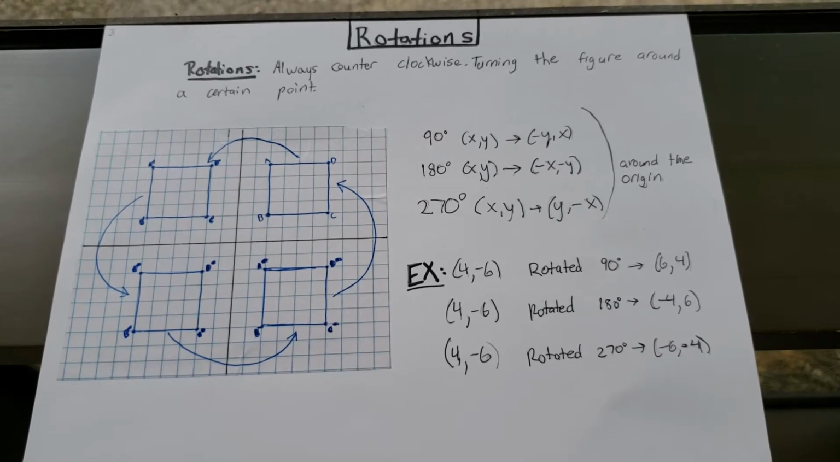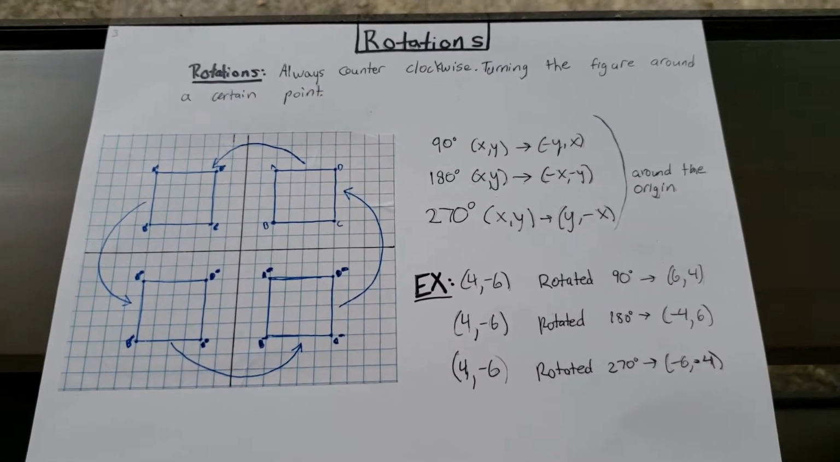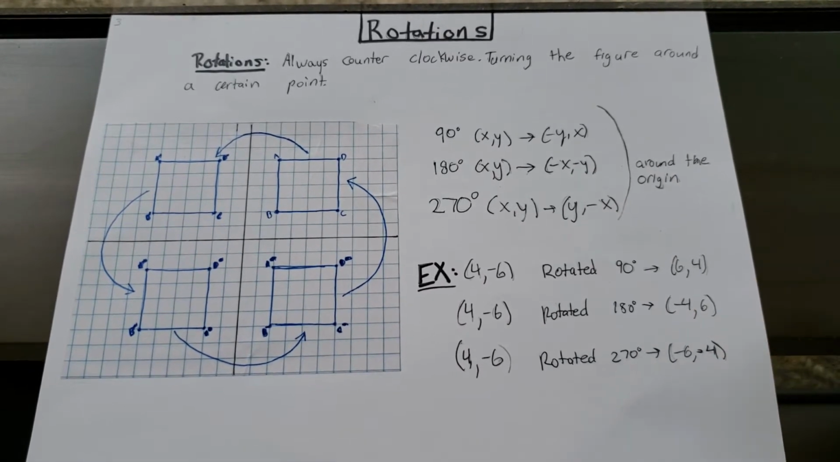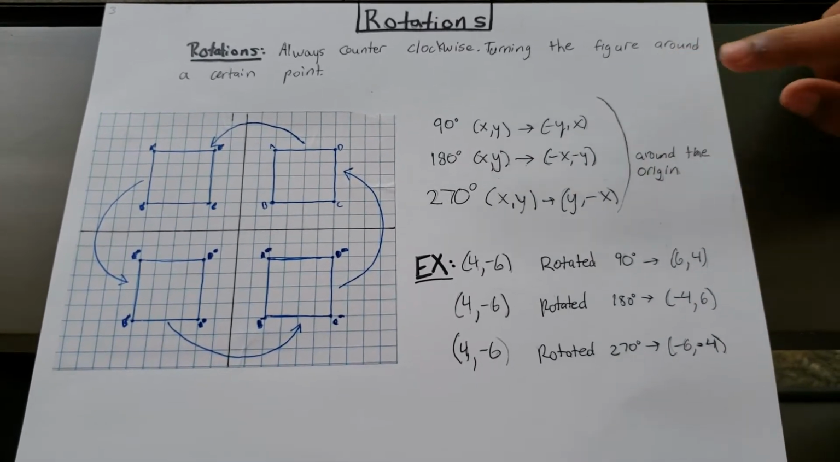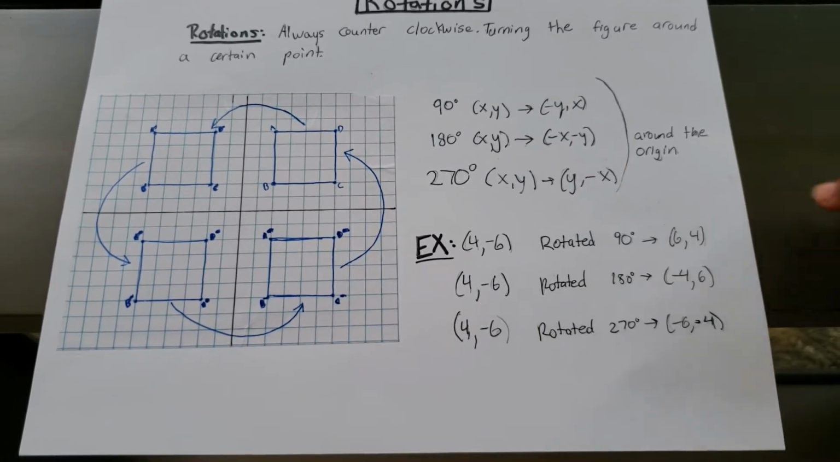Now let's look at an example. Let's say we have a point (4, -6). And if we wanted to rotate it 90 degrees, we just make the y negative and the x the same. So thus, it will make it (6, 4).